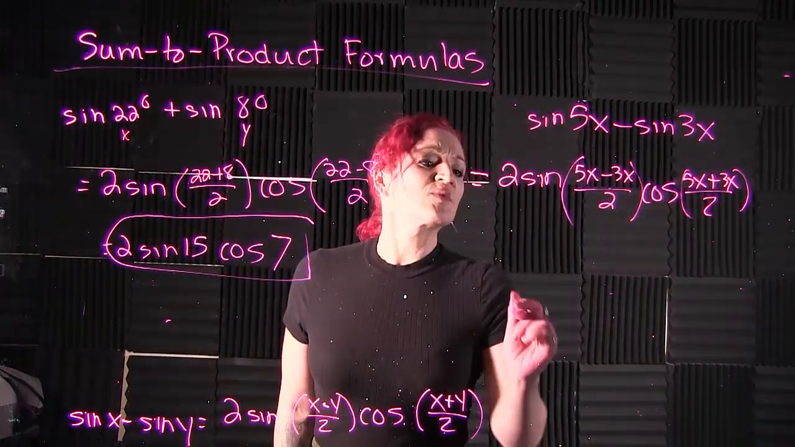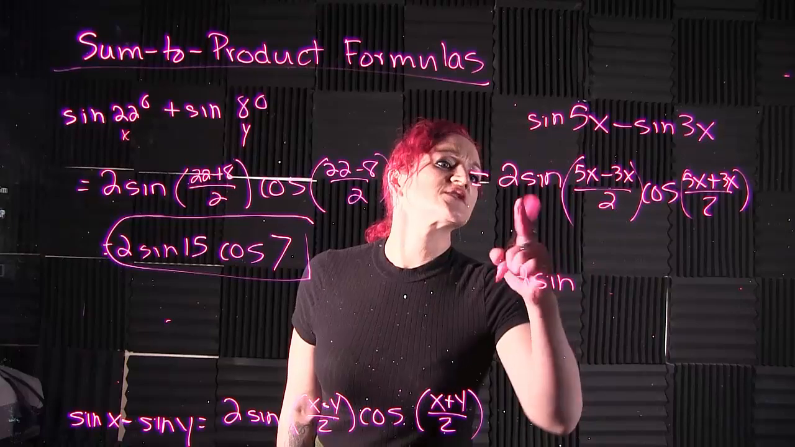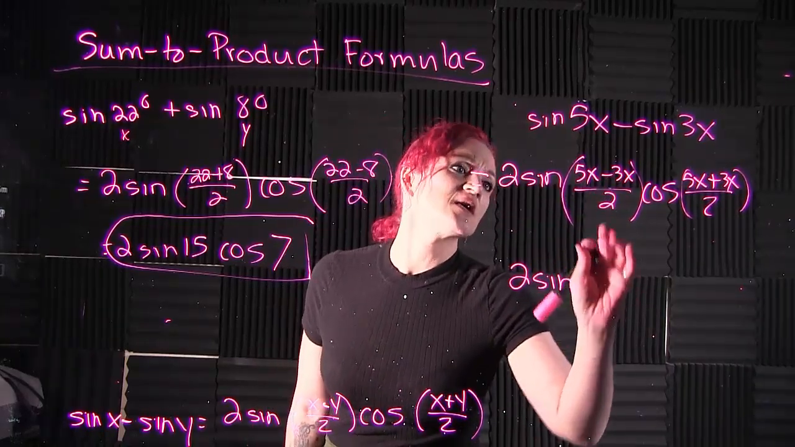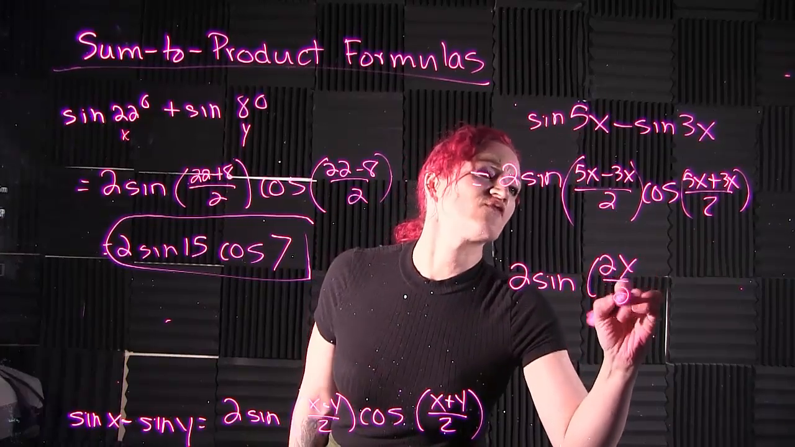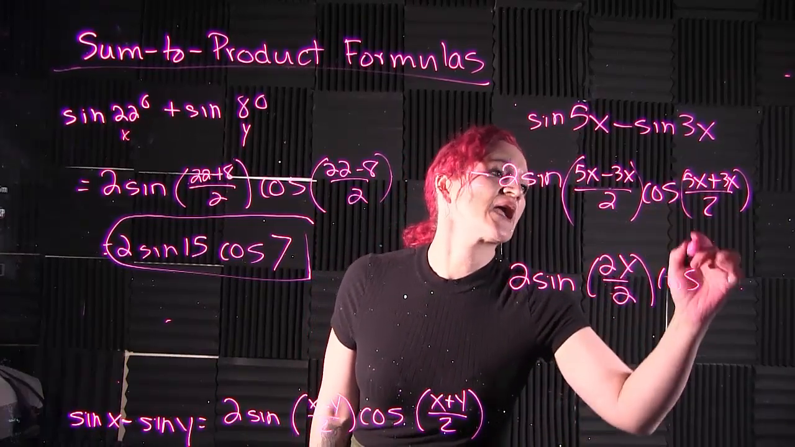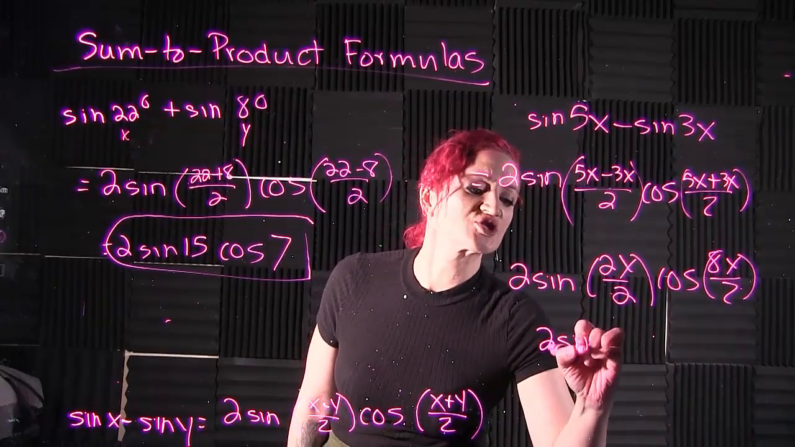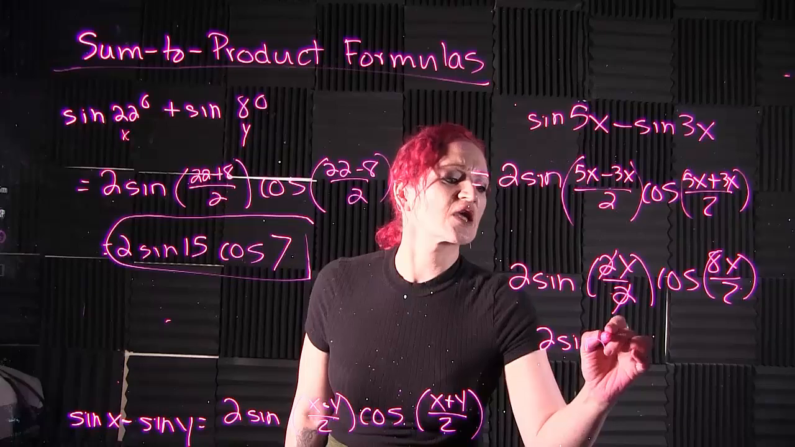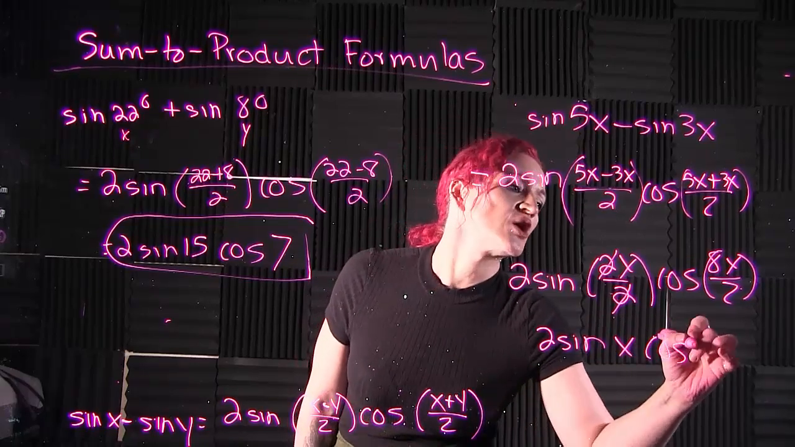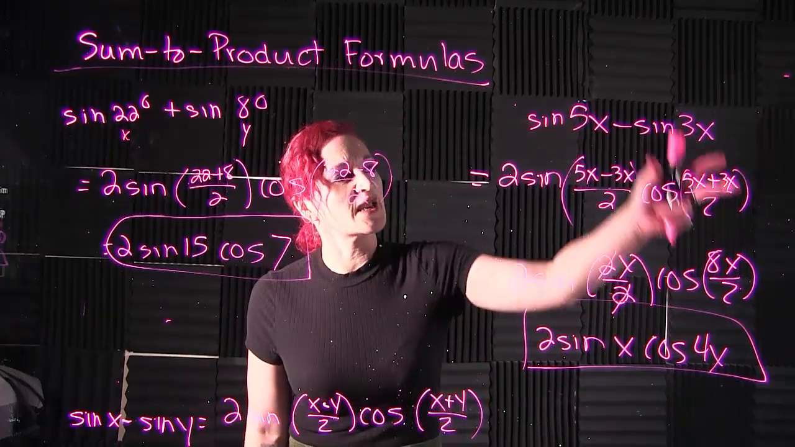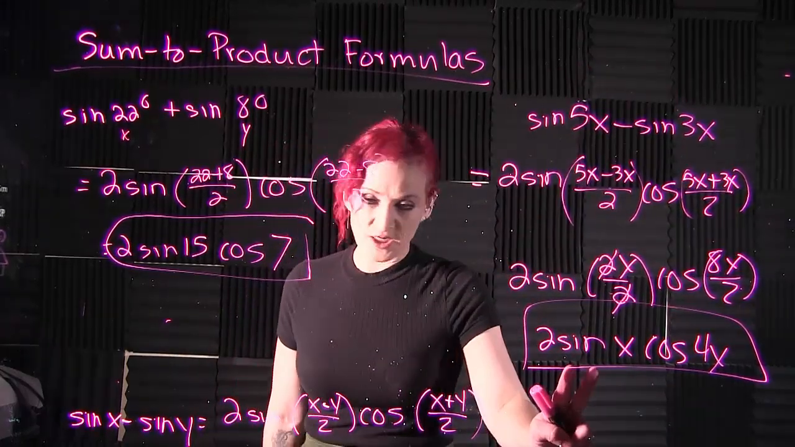When we simplify this, we get 2 sine, well, 5 minus 3 is 2x, so we'll have 2x over 2 times cosine of 8x over 2. Reducing these fractions real quickly is going to give us 2 sine x cosine of 4x for our answer here. So we've taken this subtraction and changed it to this multiplication here.